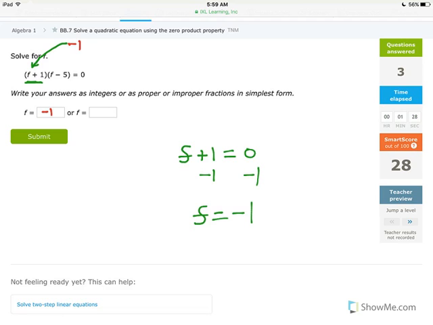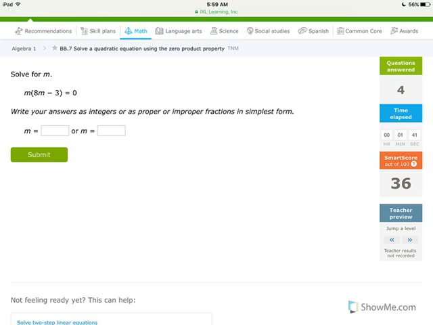And the next one, it's f minus 5. So what kind of number do we need here to make that set of parentheses 0? F would have to be 5. So 5 minus 5 is 0. And here's the next one. How could this factor m be 0? M could be 0 if m was 0.